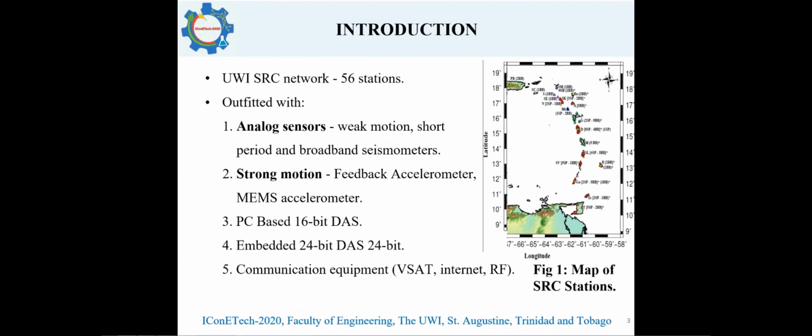So, introduction. The UVSRC is an organization responsible for volcanic and earthquake monitoring in the Eastern Caribbean Islands, from Trinidad and Tobago in the south to St. Kitts and Nevis in the north. We operate a network of about 56 seismic stations, which includes a combination of analog and strong motion sensors, PC-based 16-bit data acquisition systems, embedded 24-bit data acquisition systems, and various communication equipment such as VSAT, RF, and internet.